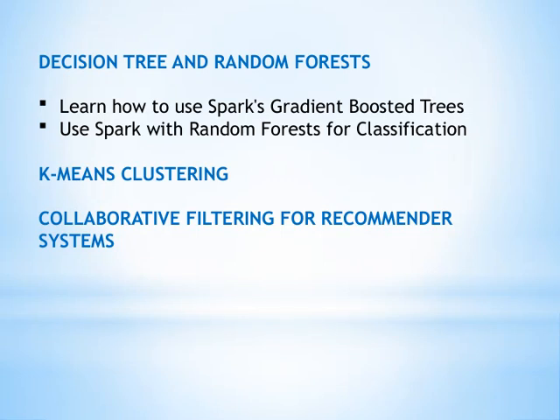All right, let's dive into decision trees and random forests. These are powerful tools for classification tasks. With decision trees, we split data based on feature values to make predictions, and they're quite interpretable. Random forests build multiple decision trees and combine their results, which generally improves accuracy and reduces overfitting. Now in Spark, you can leverage gradient-boosted trees, or GBTs, which build trees sequentially to correct errors from previous ones. This method often delivers very high predictive performance, especially with structured data.